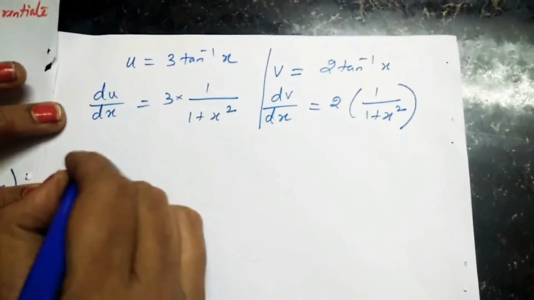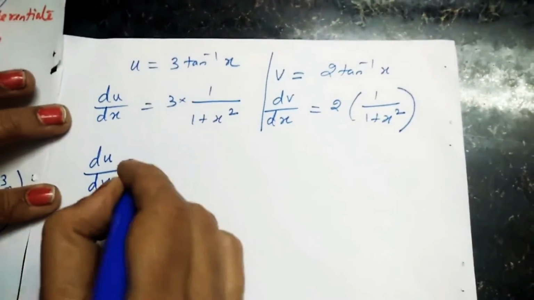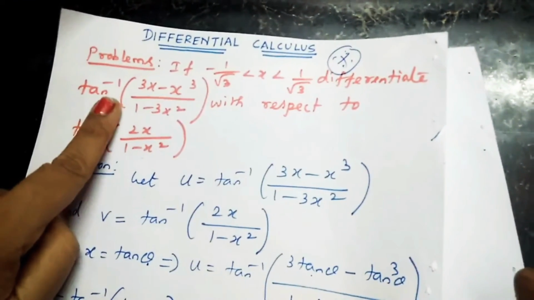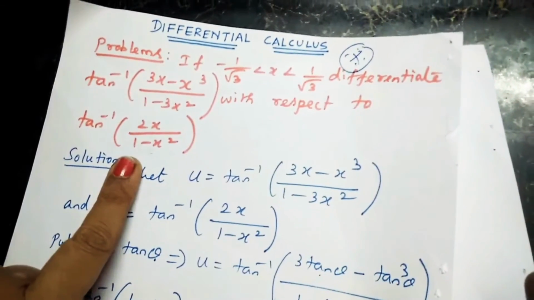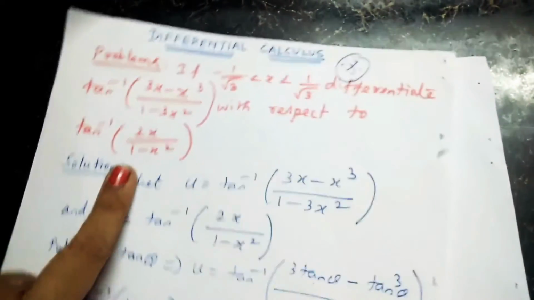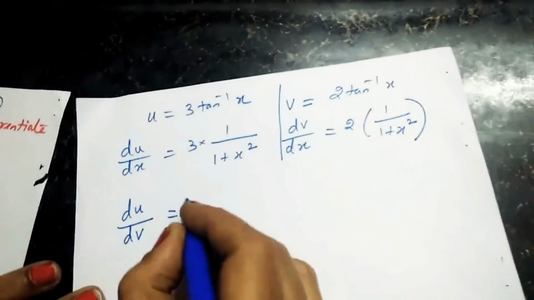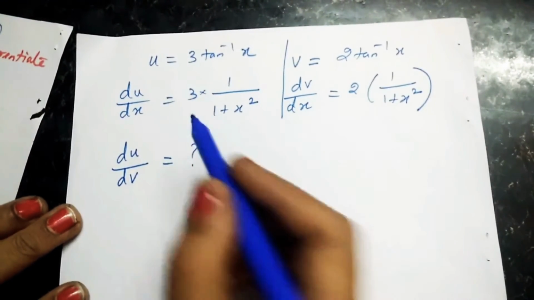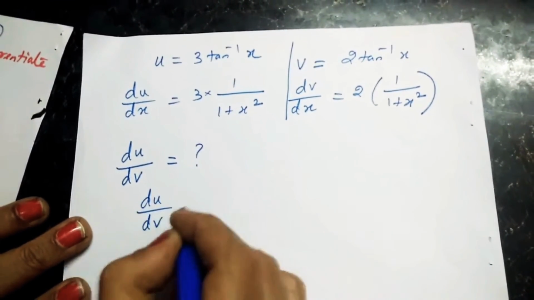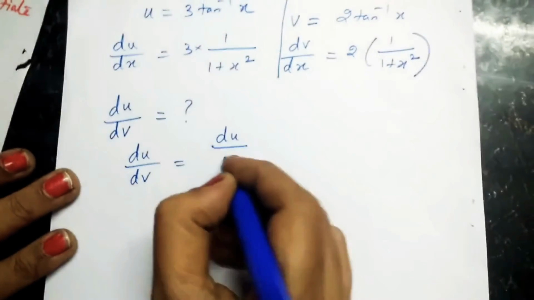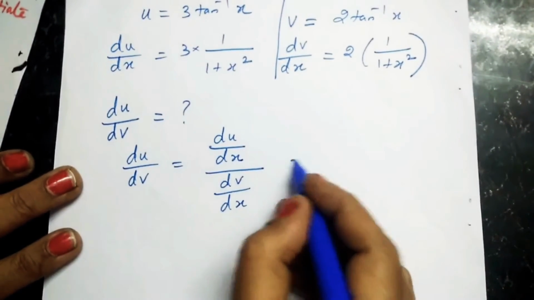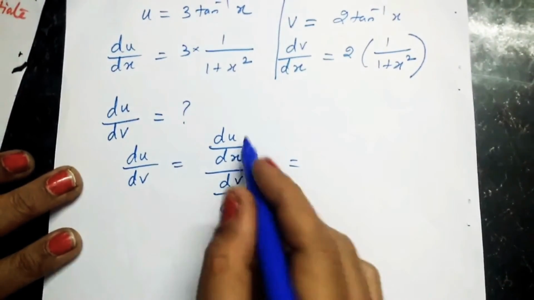Now we want to differentiate u with respect to v. That is our final answer, because this function is u, this function is v. Differentiate the u function with respect to v. That means you have to find du by dv, not dy. So how will you get it? du by dx answer divided by dv by dx answer. Now dx cancels, and you are getting du by dv.